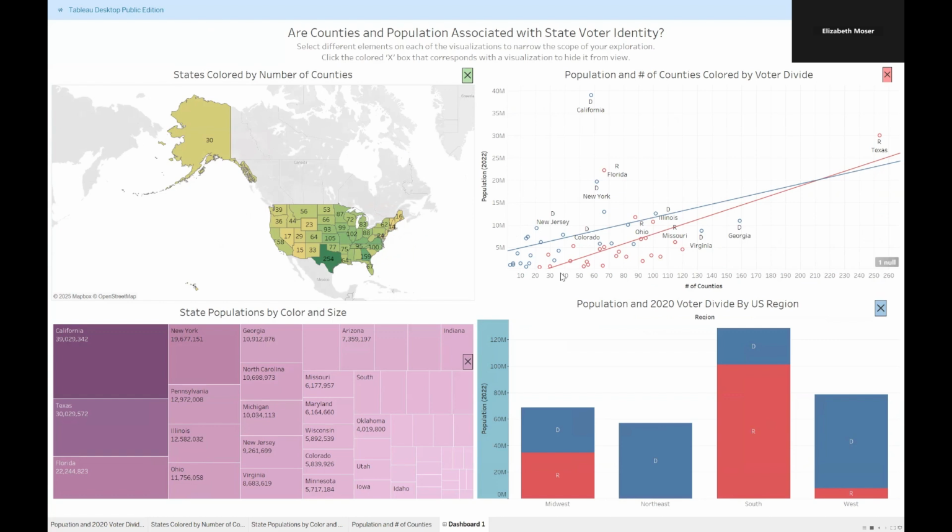American political culture has seen unprecedented divide in the last decade. This dashboard will investigate the relationship between state size, population, number of counties, and voter identity.